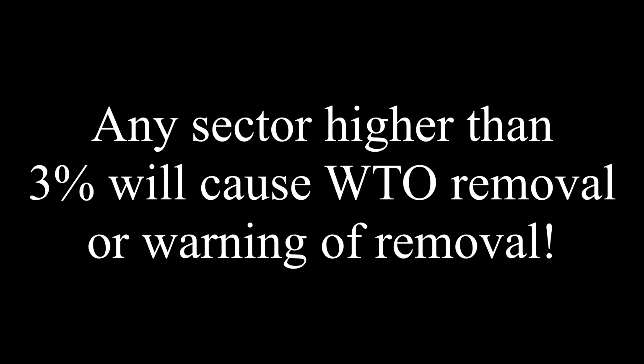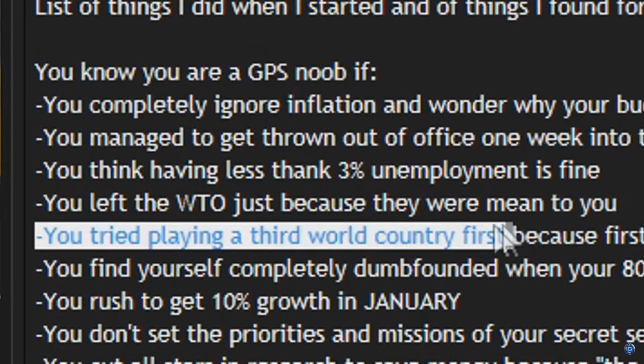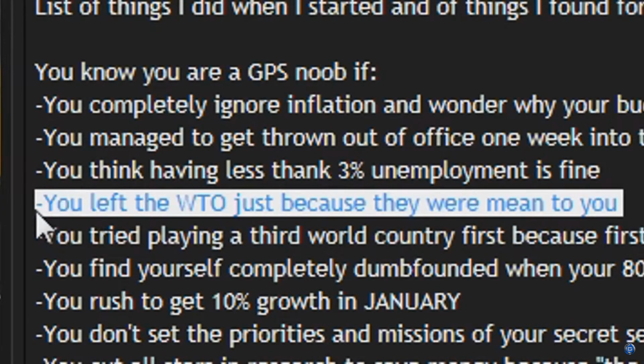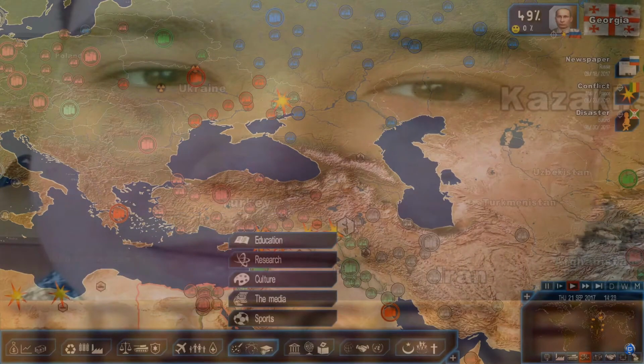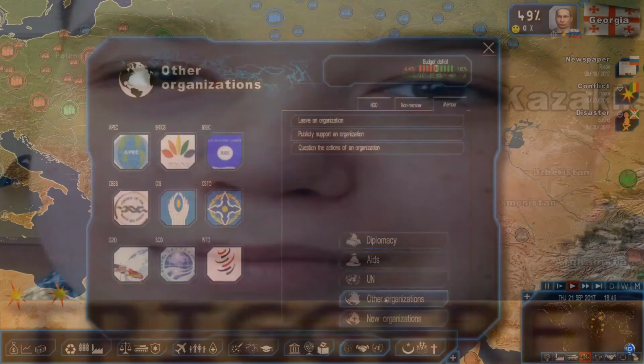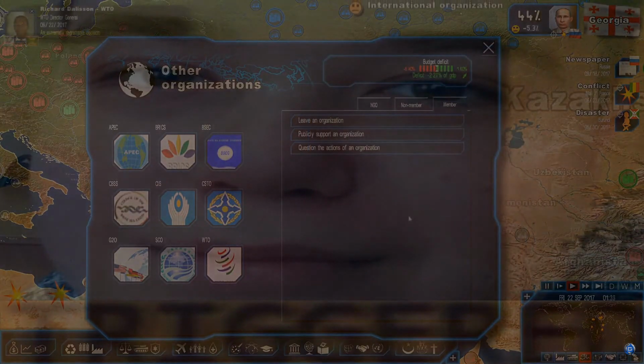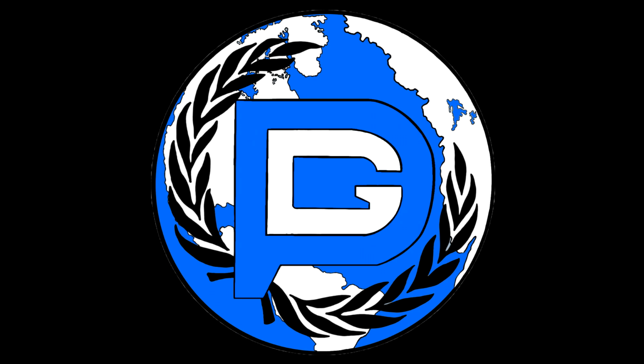It will get you a warning, or it will just flat out get you removed, depending on what else you've done with your economy. Otherwise, just leave the WTO and raise tariffs as much as you want if you don't want to deal with this. But this does allow others to tariff you as well.